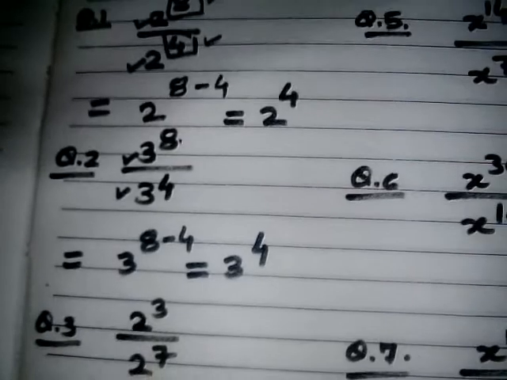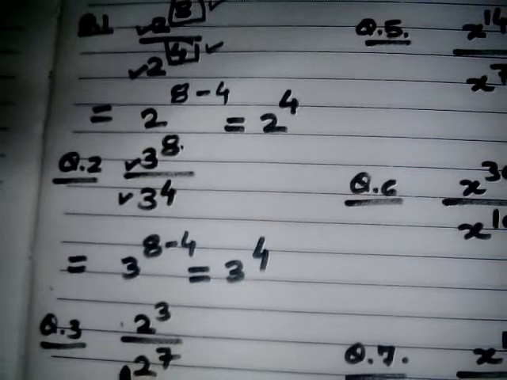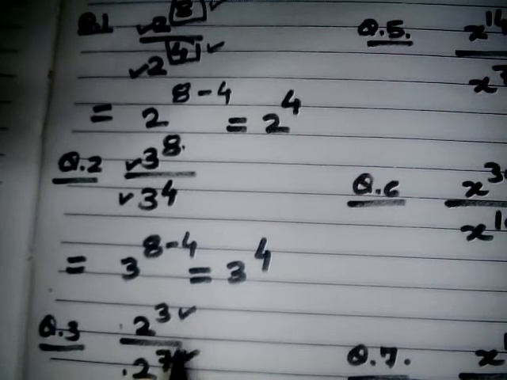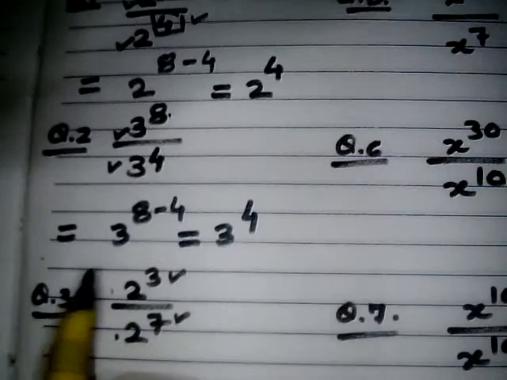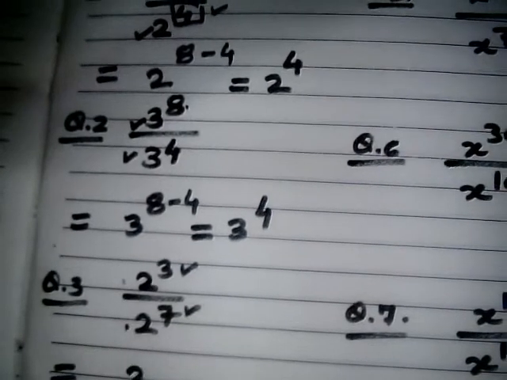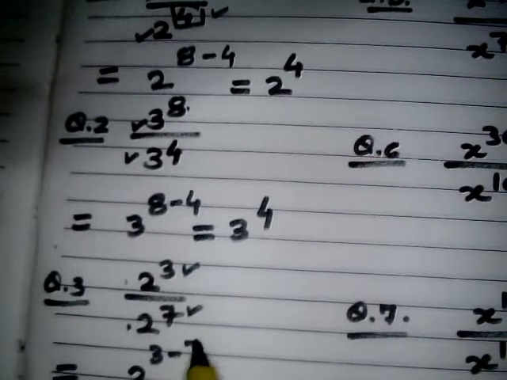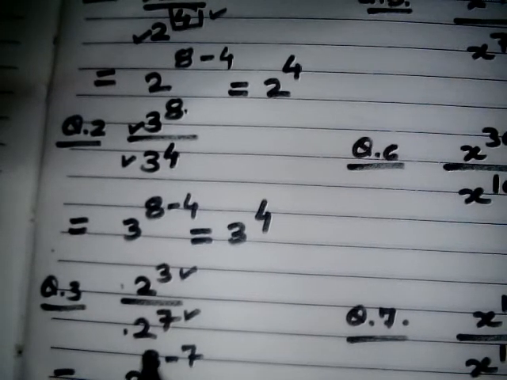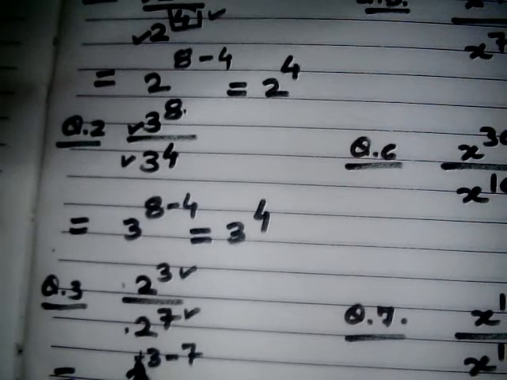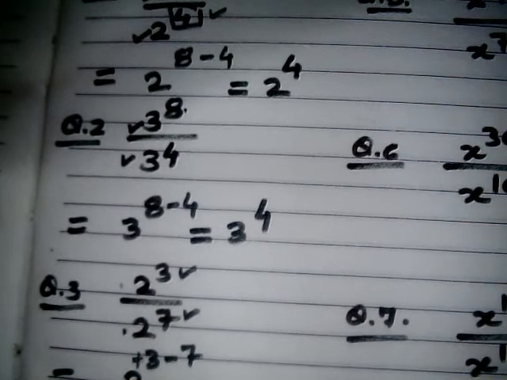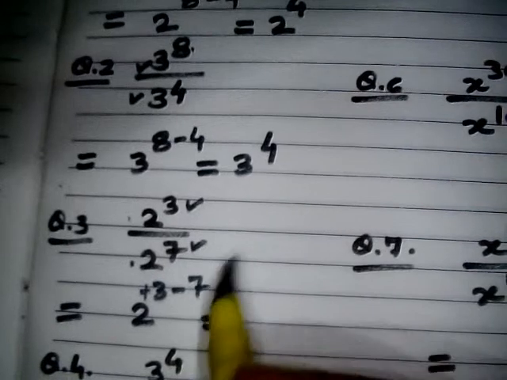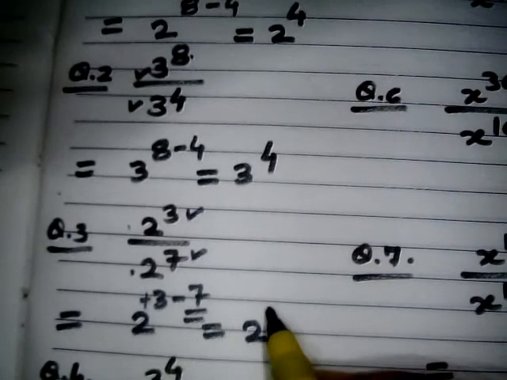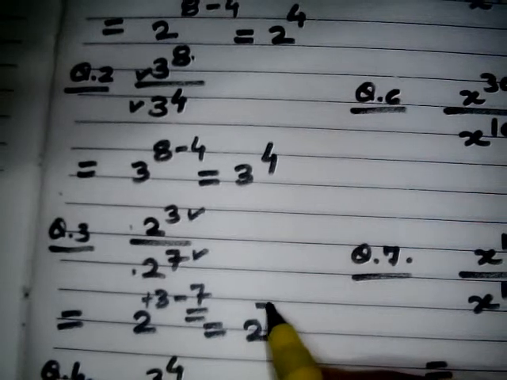Now here also the base is the same, so we can subtract the powers, but from the numerator power we need to subtract the denominator power. So 2 to the power 3 minus 7. Here this is negative 7, this is positive 3. One is positive and one is negative, it means the subtraction will be there, so we need to subtract. Whichever quantity is greater, that quantity's part will be left and the sign will be that, so negative 4.